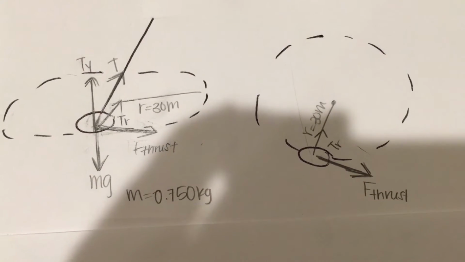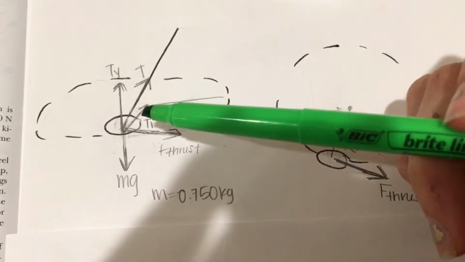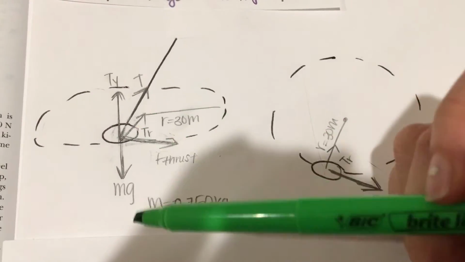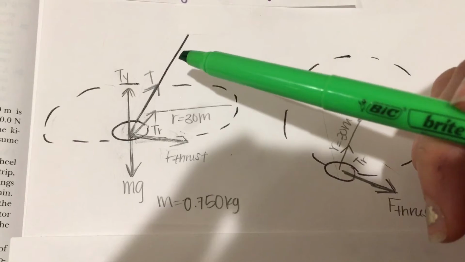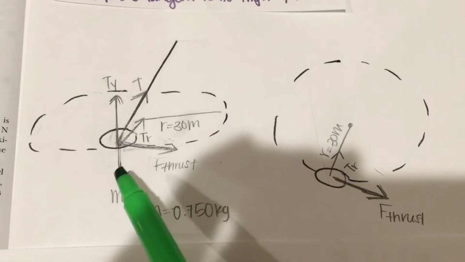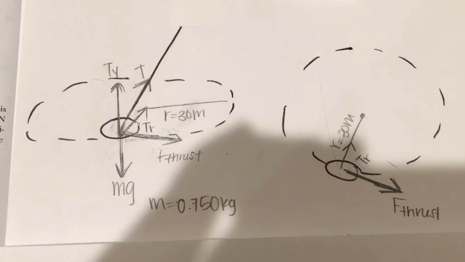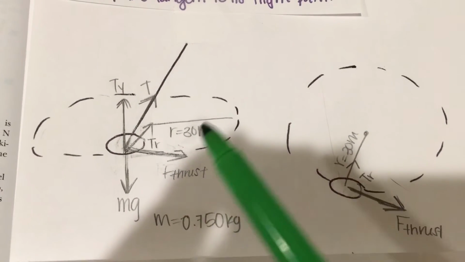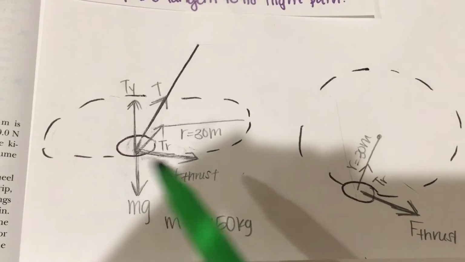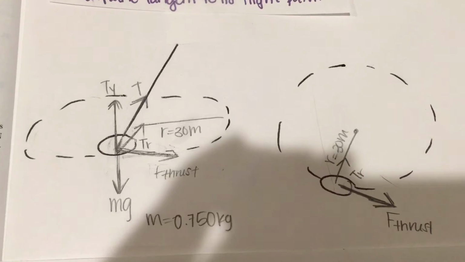Okay, so for this problem, I started out by drawing my diagrams and labeling all the forces. In the lateral view, I labeled mg and tension, the y and radial components of tension, and the thrust given off by the engine. Thrust is a force or push of a system in a single direction. It's kind of hard to tell, but the thrust is perpendicular to the wire. I don't know if you can imagine that.